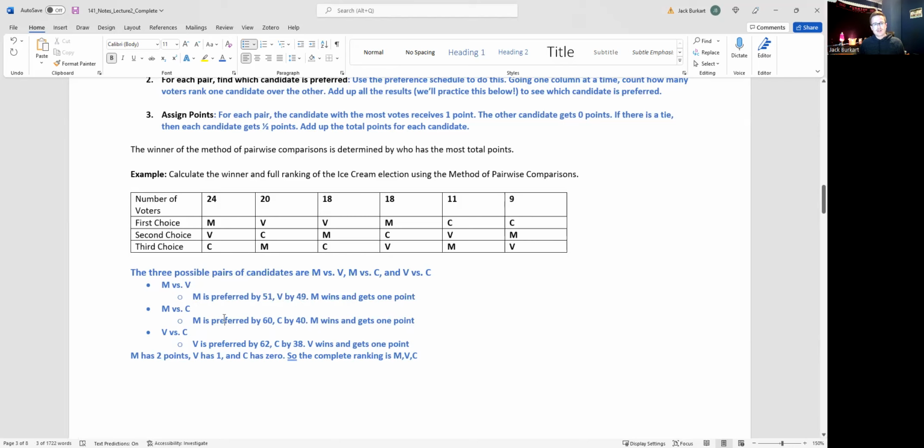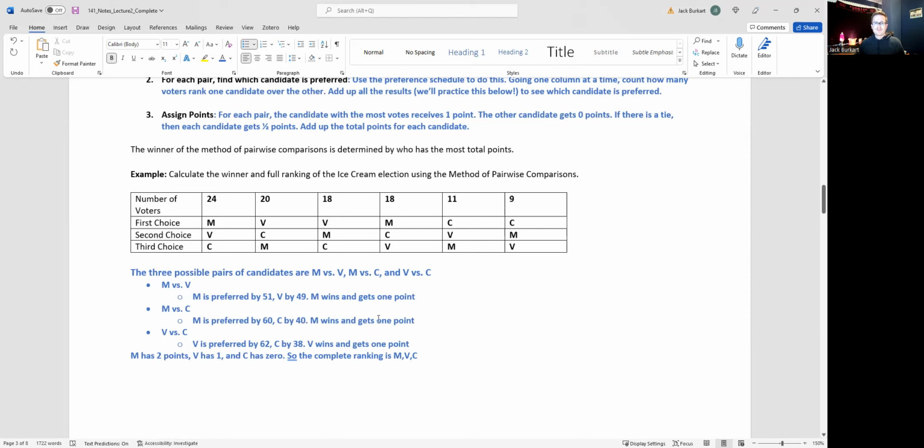Next, you study the pair M versus C. If you go through all of the columns and tabulate all of the people who prefer M, mint chocolate chip, to C, salted caramel, you'll see that mint chocolate chip is preferred by 60 people and salted caramel is preferred by 40 people. So that means that mint chocolate chip wins in this pairwise comparison and gets 1 point.